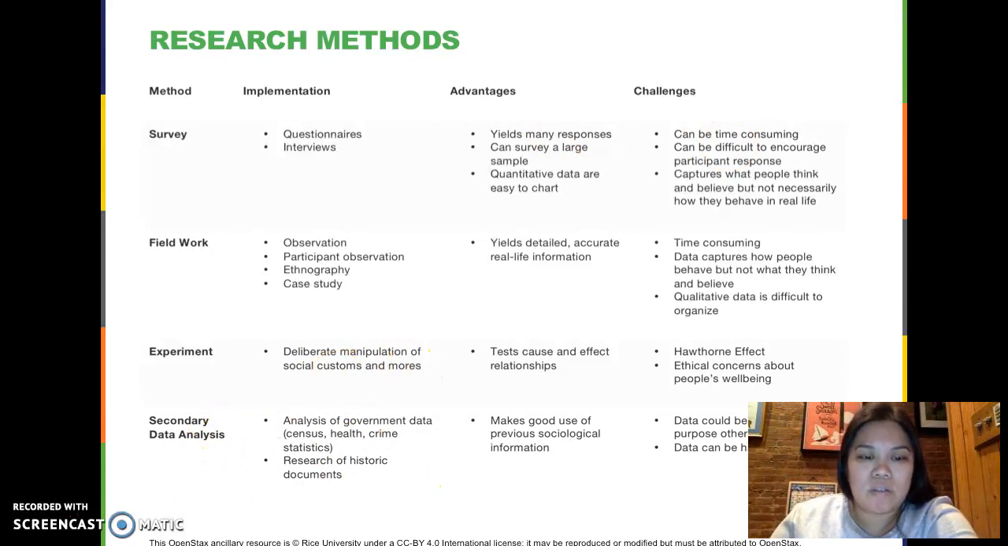And then there's secondary data analysis. This is where you take data that's been created by other entities, like government data, or you research historic documents, and then you use that to inform whatever studies and outcomes you're looking at. But sometimes the goal of that data for something else may not be the goal of your data, and sometimes that data is hard to find.